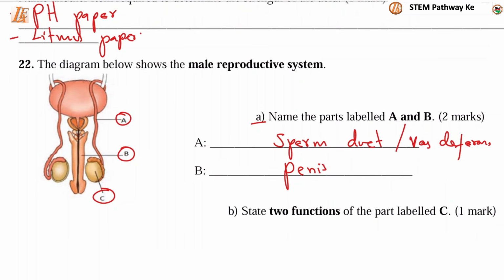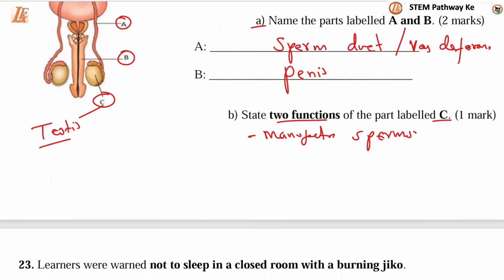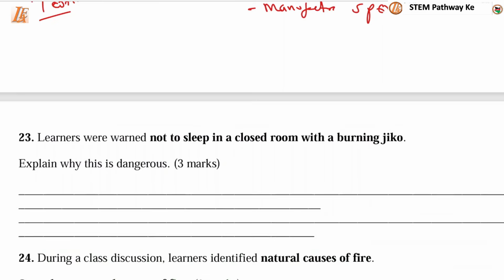Then question B, state two functions of the part labeled C. The part labeled C is what we call the testes. And the function of the testes, the first one is to manufacture sperms. They manufacture sperms. Then the other one is your assignment. Go and find out another function of the testes.